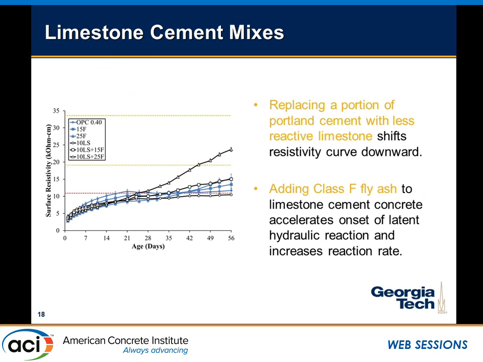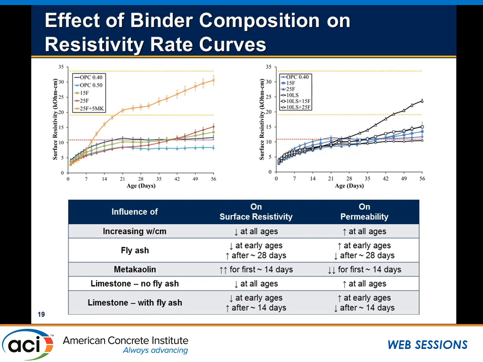So to summarize, what we see is that replacing a portion of the Portland cement with the less reactive limestone, again, coarsely ground, it shifts the resistivity curve downward. But when we add the class F fly ash, what we see is that it accelerates the onset of the latent hydraulic reaction and increases the reaction rate. So these have really nice applications for performance-based mix design.